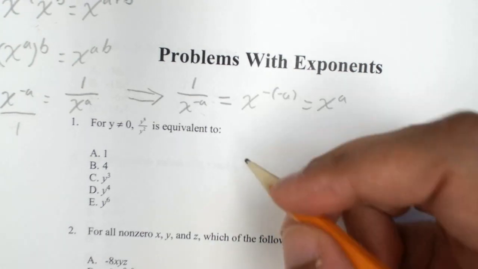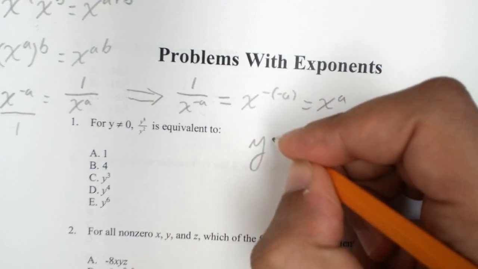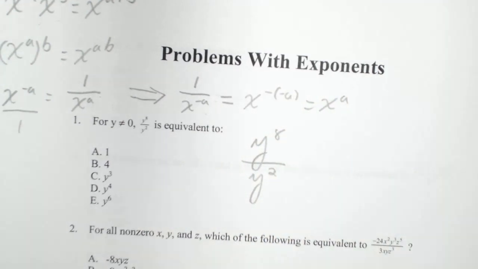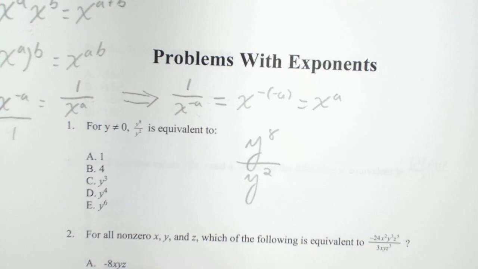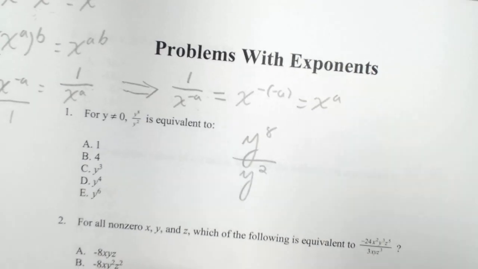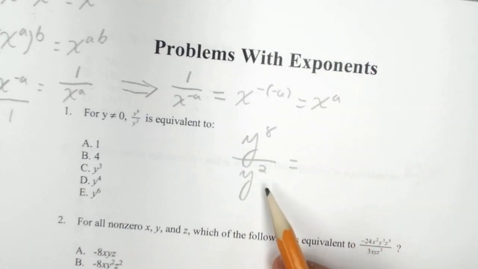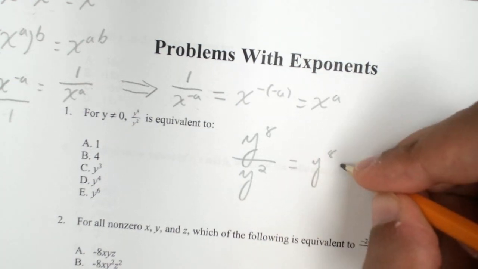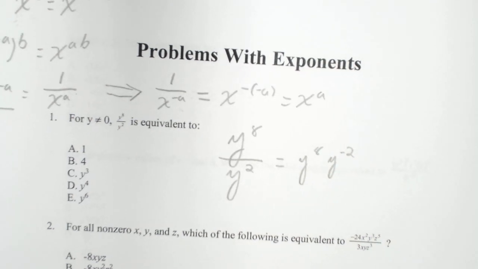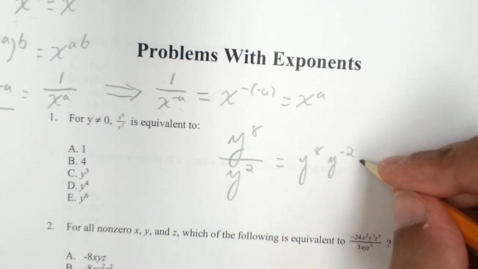I don't know if you can see that. I'll write it out a little bigger. For y not equal to 0, y to the 8th over y squared is equivalent to... So using our rules up here, we're going to rewrite this. We have this in the denominator. We're going to move it up. We're going to say it's to the -2. And now we have two terms with the same base but different exponents.